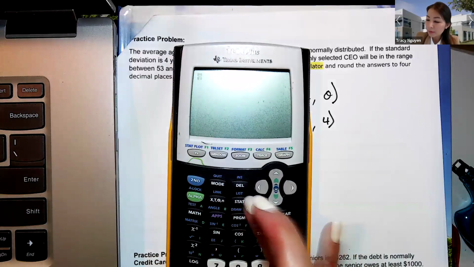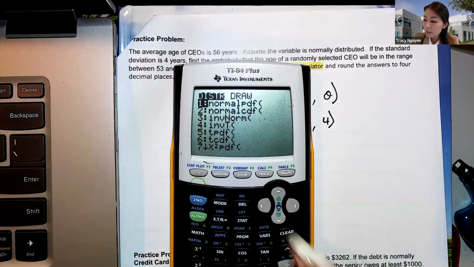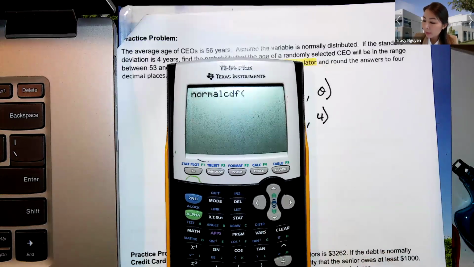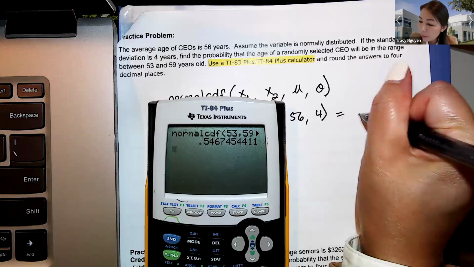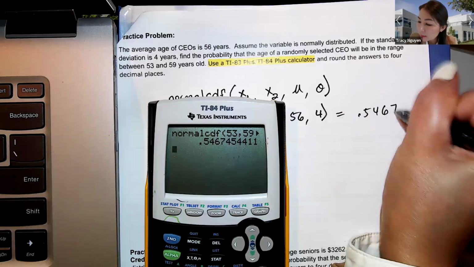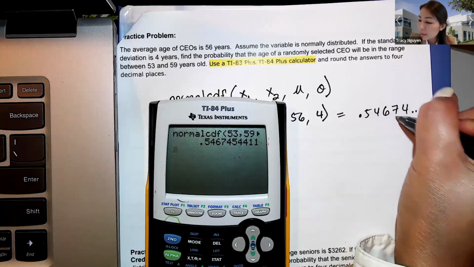Second VARS, we go down to normalcdf. We're going to have 53, 59, 56, and 4. Close the parentheses. I'm hoping to get something close to 54%. And here's what we get: 0.54674 with more decimal places. We're going to round to 4 decimal places.